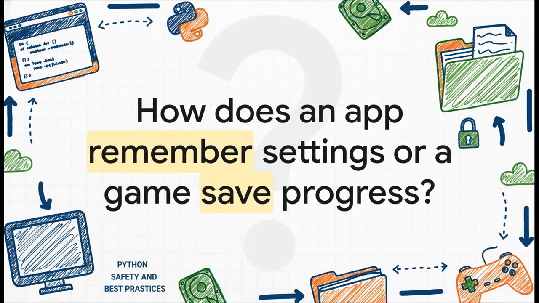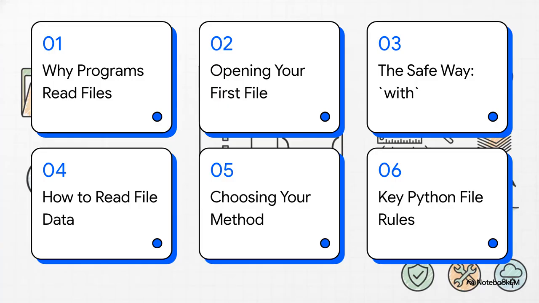Just think about it for a second. How does a game know your high score when you come back the next day? Or when you tweak a setting in an app, how does it remember that choice forever? Well, the answer to all of that is file handling. It's the real magic that lets programs write down information and read it back later from a file on your computer.